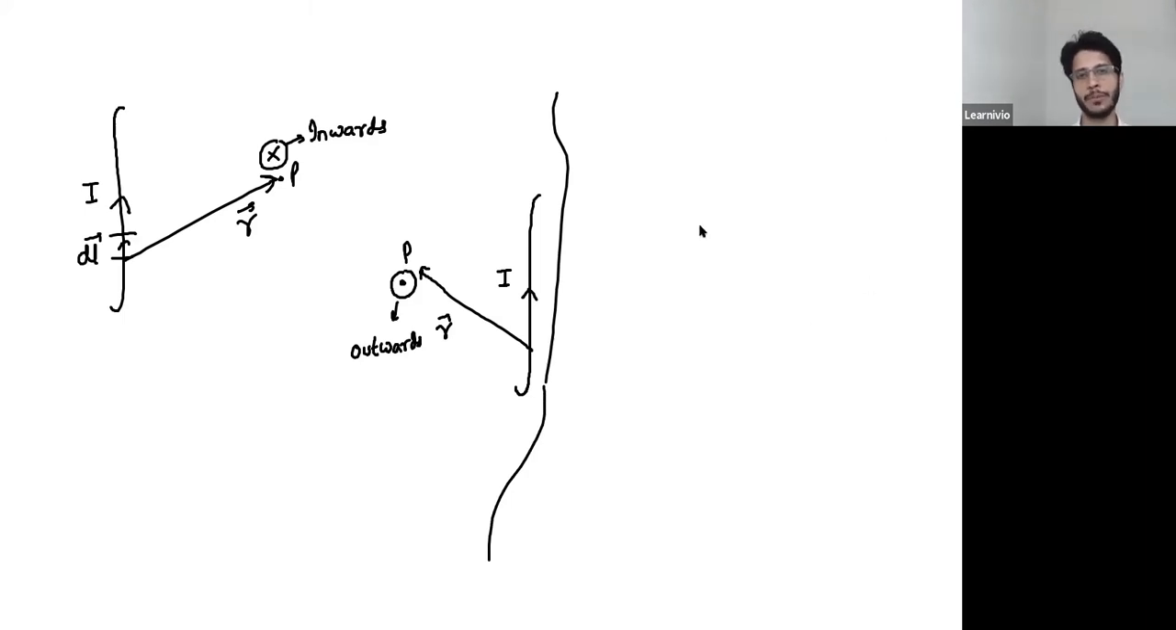Let's do one more example. This is the first example. This is the second example. Now, let's say your current is inwards. This is your current. Cross means your current is going into your notebook, and this is your point. Okay, now tell me what's the direction of your thumb. Say, this is the notebook. This cross means your current is inwards, and this is the point.